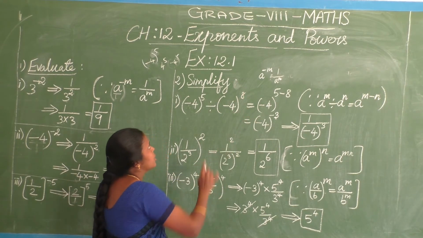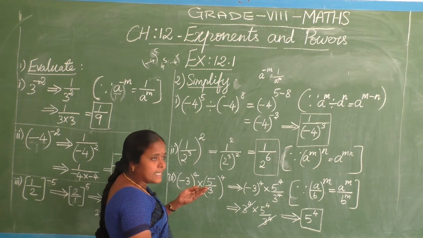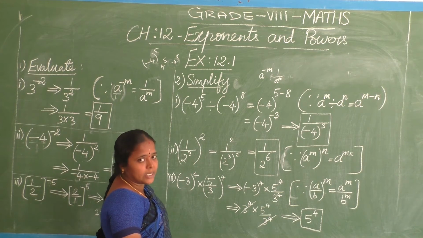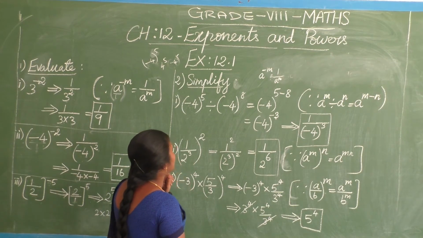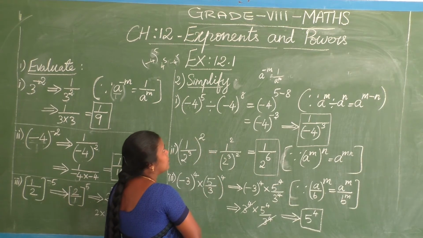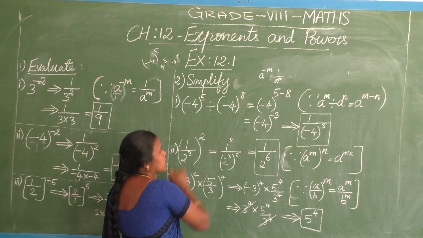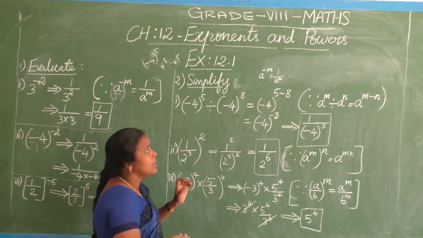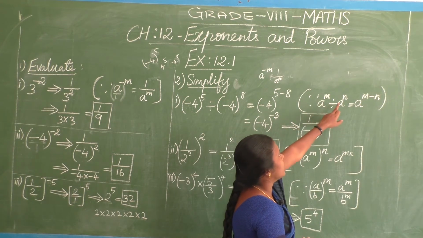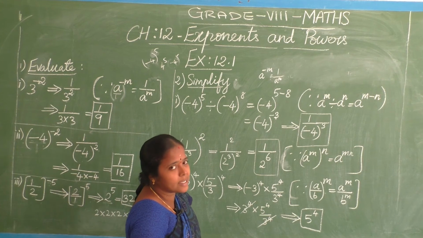This is the question. You have to simplify the given question and express it in power notation with the positive exponent. This is the heading. So what to do here? How do you simplify? Which is the suitable law? The operation here is division and the bases are the same. So which is the suitable law? The second formula. What is that? A power m divided by a power n is equal to a power m minus n.